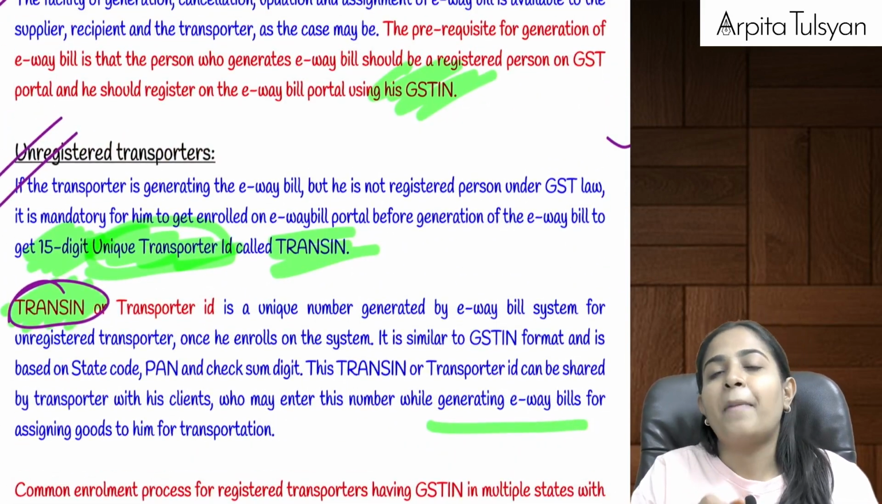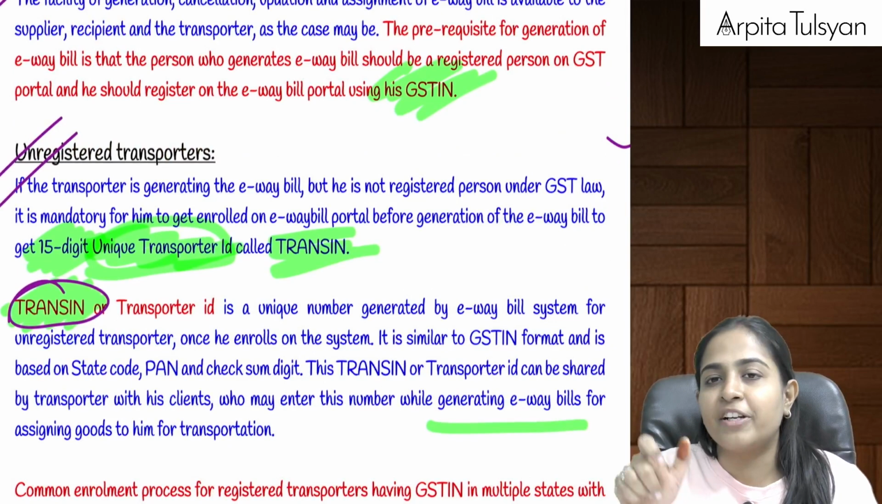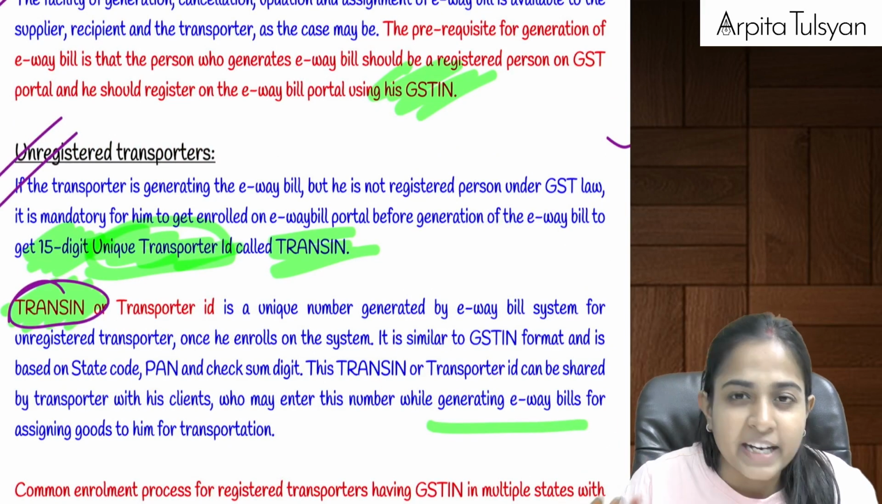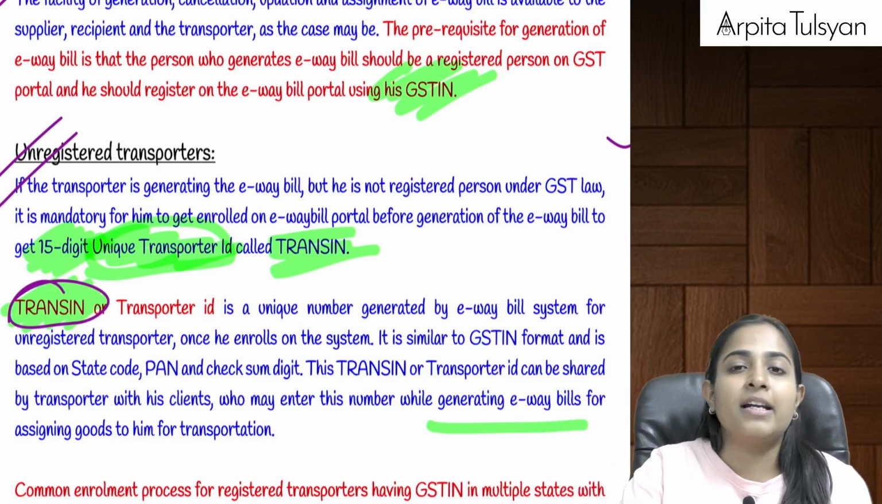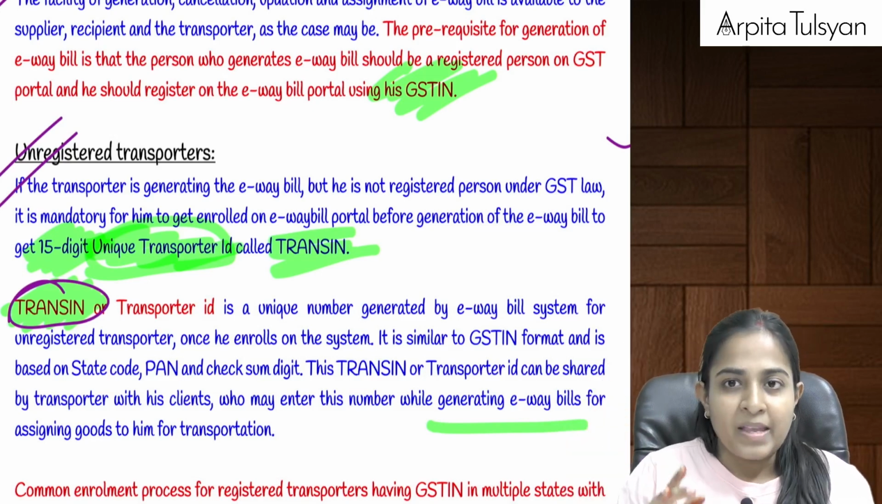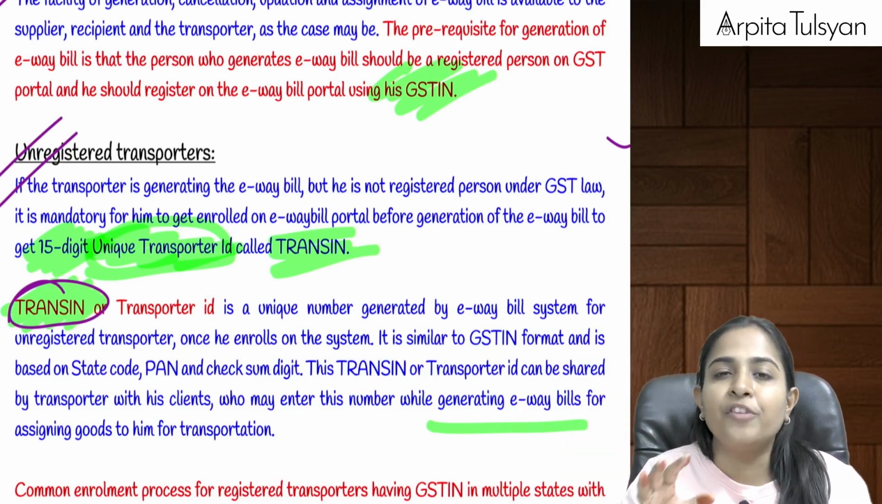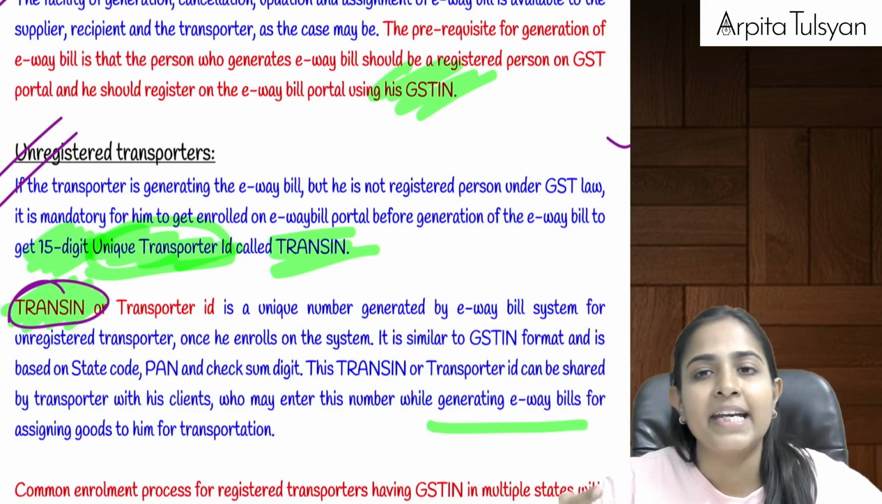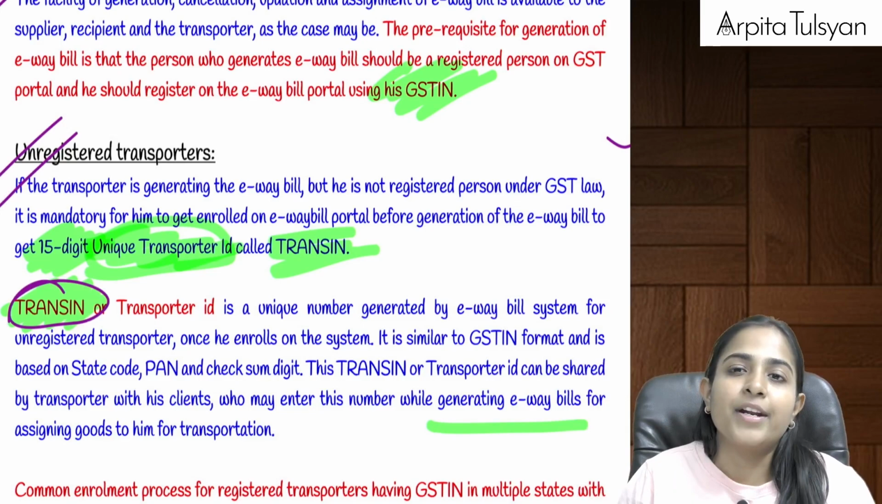After generating part A, we are going to give the temporary reference number to the transporter, which will be valid for a period of 15 days, and then the transporter is going to fill the part B. Always the transporter is going to fill the part B, and once the transporter fills the part B, only then is the e-way bill deemed to be generated.